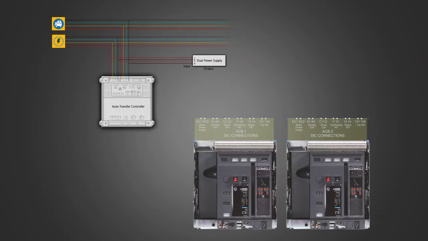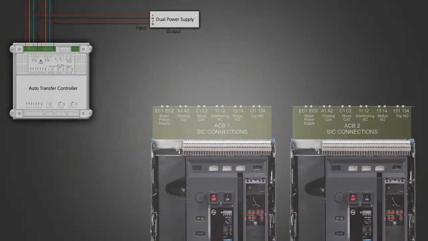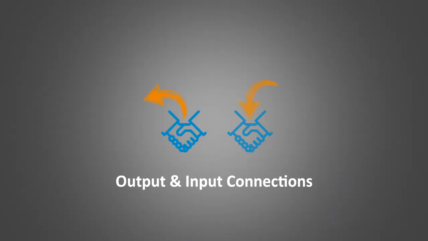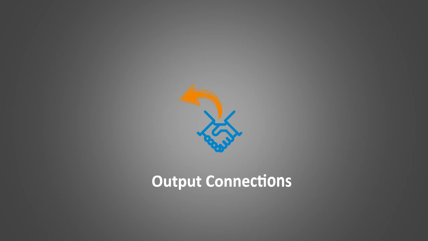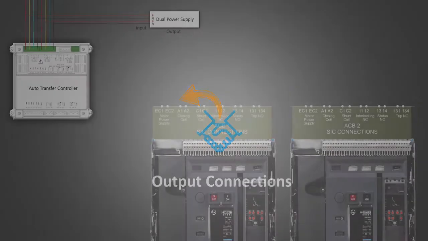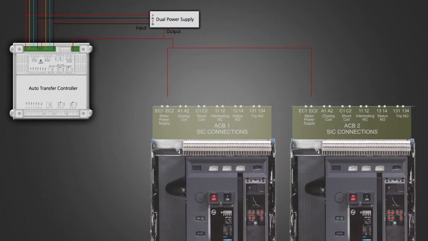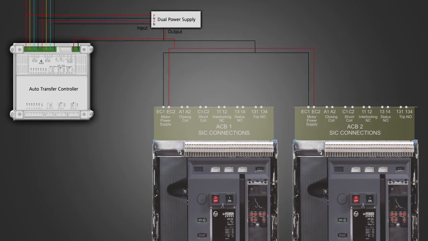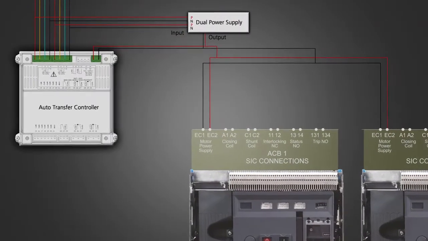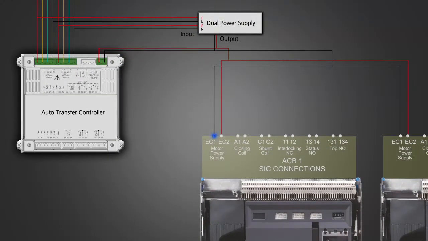This is the power connection of the controller. Now we will look at the output and input connections between the controller and the ACBs. Output connections. Phase and neutral connections from the dual power supply connected to the motor of ACB SIC terminals EC1 and EC2 respectively of both breakers. Terminals 26 and 29 of the common of the controller outputs connected to phase of dual power supply.